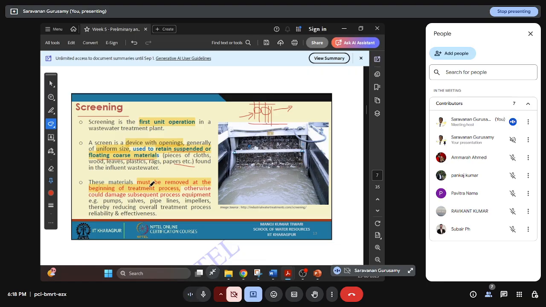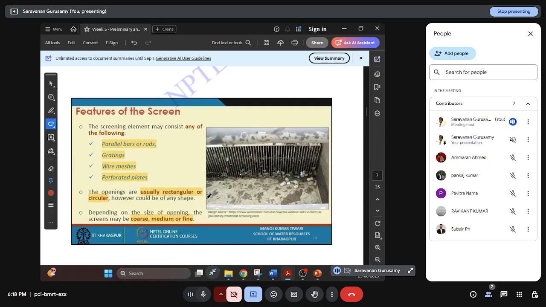Okay. So this is the first unit operation process, because it does not involve any chemical or biological action. It is only physical separation. It is a unit operation, so it must be removed at the beginning of the treatment so that it will not damage the subsequent process equipment. So what types of screen can we use? Parallel bars we can use like this. Gratings we can use. Wire mesh like this type of mesh we can use. Perforated plates, a plate containing different types of holes, we can use as a screen. So anything we can use as a screen. The openings are usually rectangular or circular.